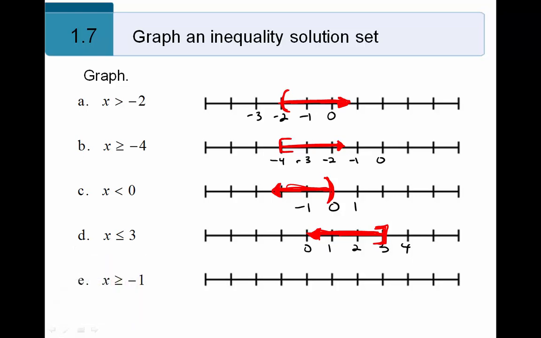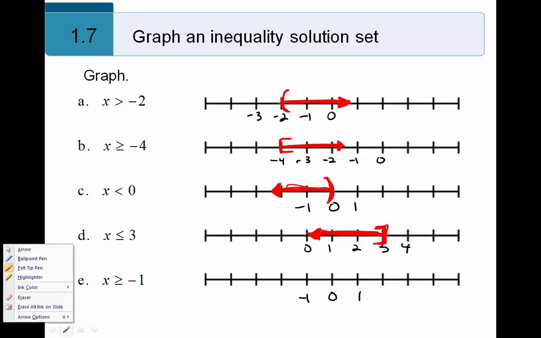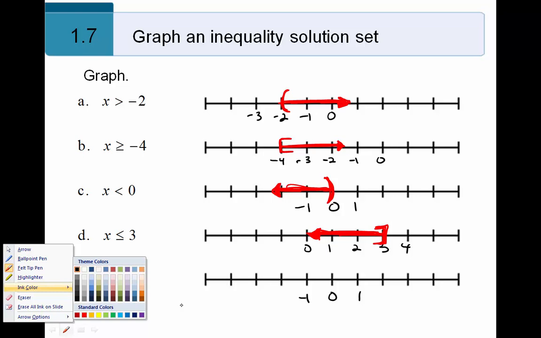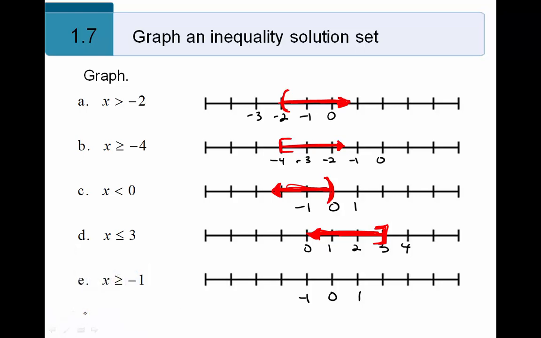And finally, x is greater than or equal to negative 1. So we're looking for numbers greater than or equal to negative 1. Because of the equals to, we know that negative 1 is a part of the set, and we indicate that by using a bracket. And since we're looking for numbers greater than negative 1, we're going to shade to the right of negative 1, and we'll shade our arrow in again to indicate that the shading continues forever.